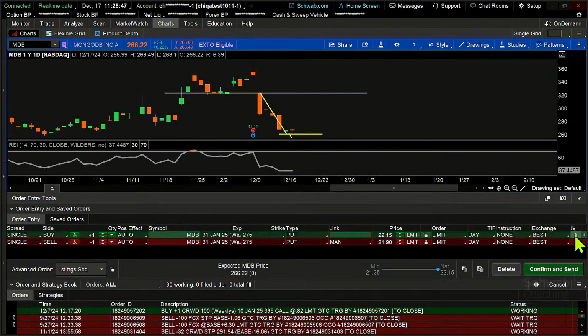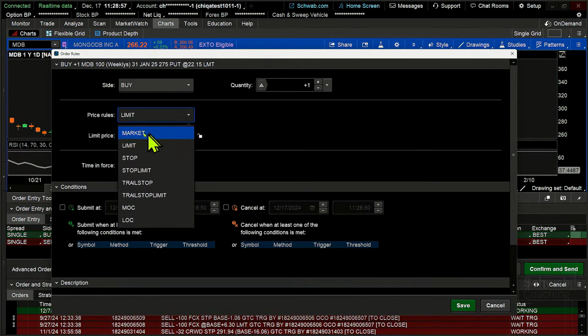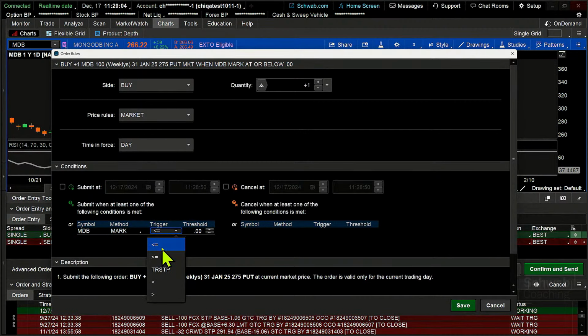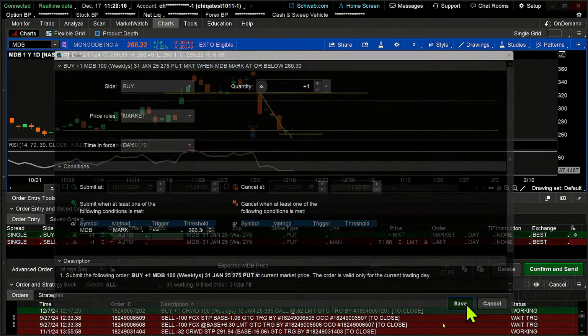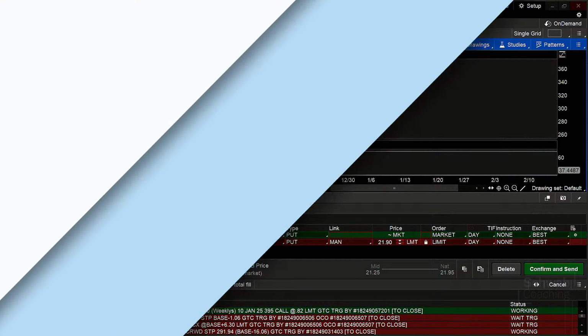Let's go to our gear icon and bring in our conditional order rules. Now, we're going to make this a market order because we don't know what the option is going to be priced at this point. We're going to say when MDB marks at or below 260.30, then enter the trade. Okay, we're going to click on save. Now we've got a conditional on that entry order, getting into the long put.